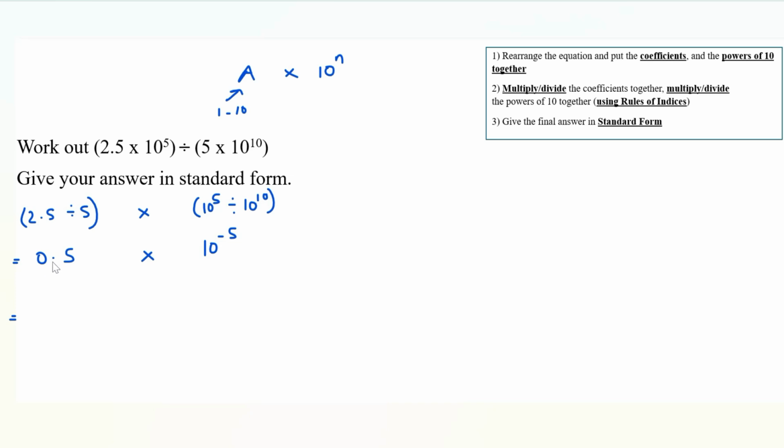Now changing 0.5 to make it between 1 and 10, we can do 5 times 10 to the power of minus 1 multiplied by 10 to the power of minus 5. Now we're multiplying these two together with the same base, meaning we add the powers together, which will give us a final answer of 5 times 10 to the power of minus 6.